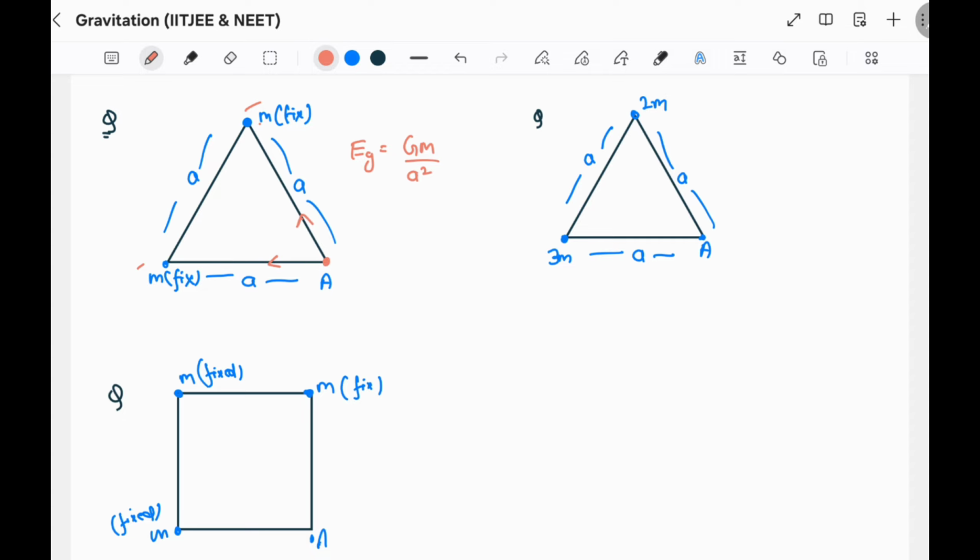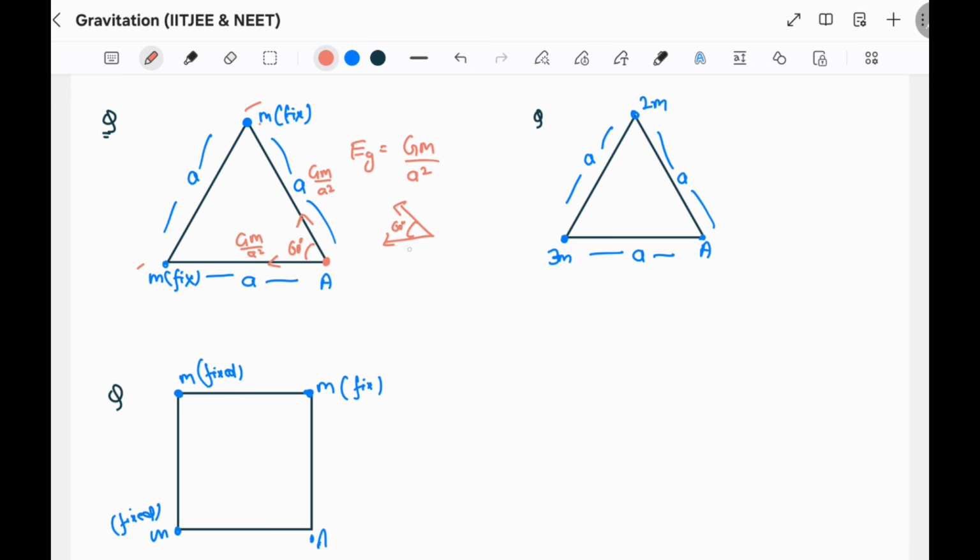Okay, so because of this, it will be the same value. GM by a square, and this is also GM by a square. Now these are two different vectors, and we know this is an equilateral triangle, so 60 degrees. Again you can find the resultant. So there are two vectors like this at 60 degrees. How will you find the resultant?